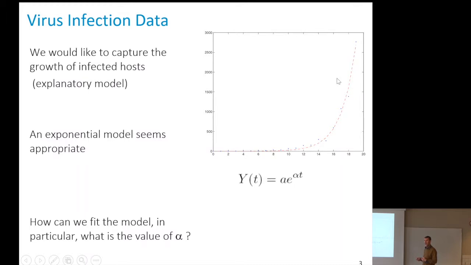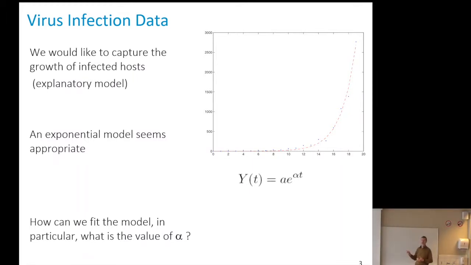So assume we have that, and we ask the question: what I have is really the blue dots. Every hour I have a number, and I would like to see how do I fit the red curve? How do I fit a formula like this? So how do I find A and alpha? Alpha is the parameter of interest because it will give me, for example, the doubling time. How much time does it take to double the number of hosts? So that's really the critical parameter that tells me about the speed of the infection.